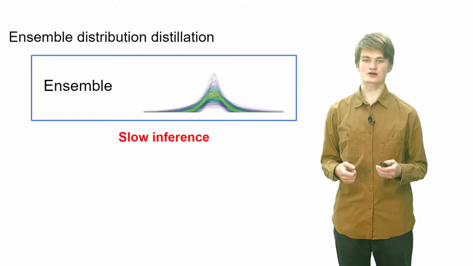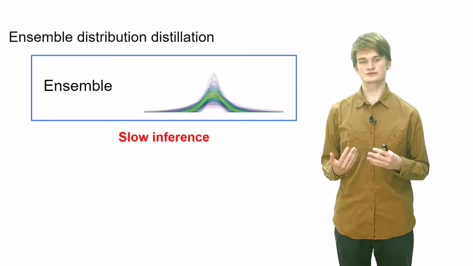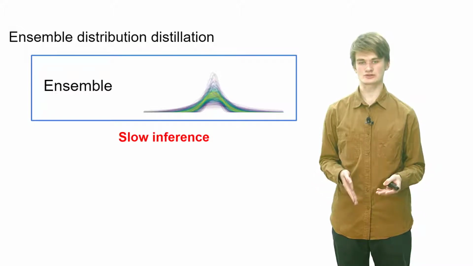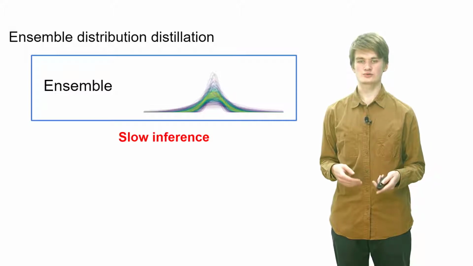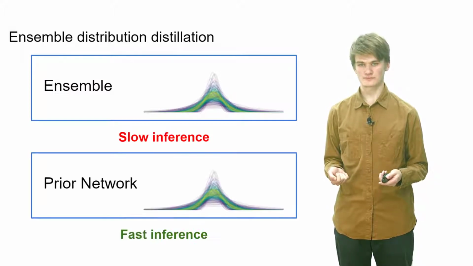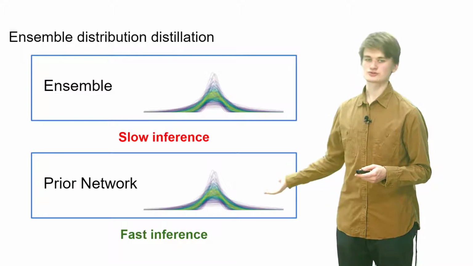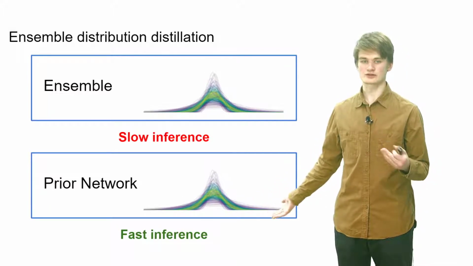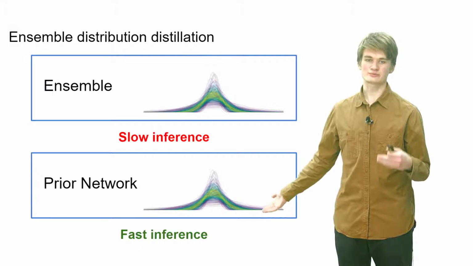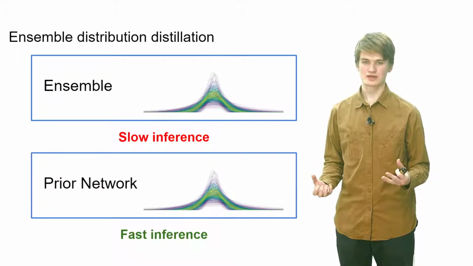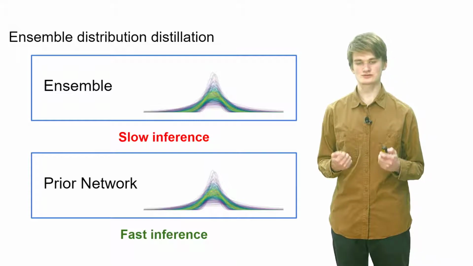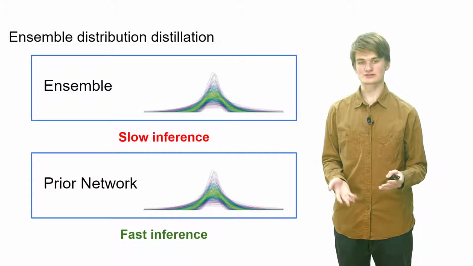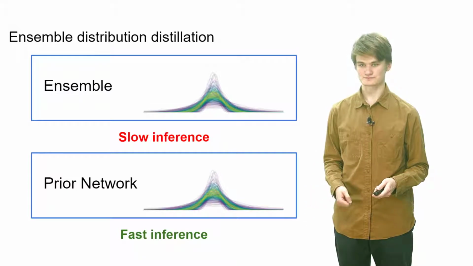Ensemble methods are quite greedy. If we have 20 models, we need to run them all on the same input to make a prediction. So we need 20 times more computational time than one model. Ensemble distribution distillation allows us to distill an ensemble of models into one prior network that will incorporate the behavior of the whole ensemble. It saves improved performance and uncertainty measures of the ensemble, while being as fast as one model during inference.